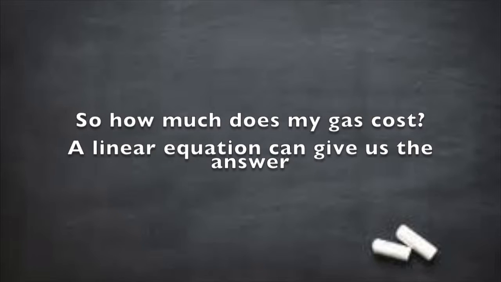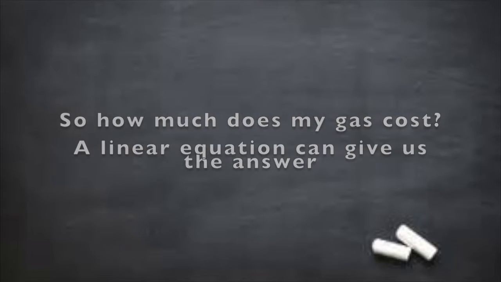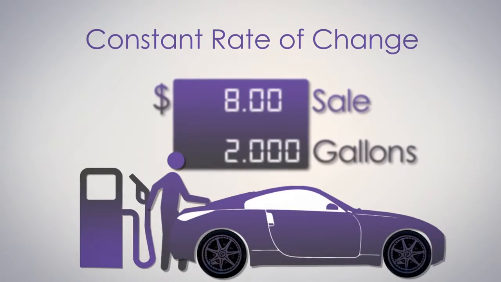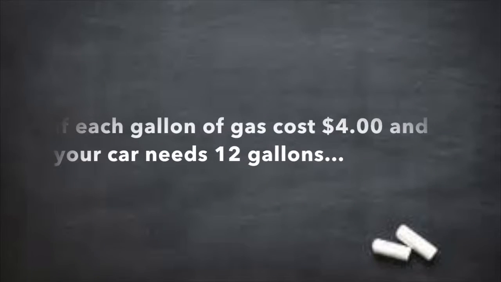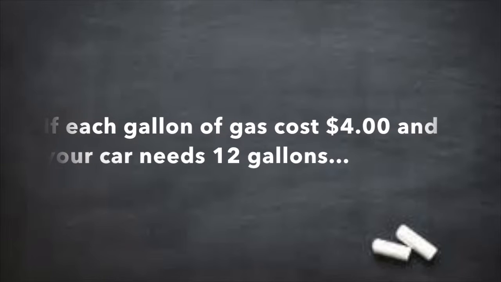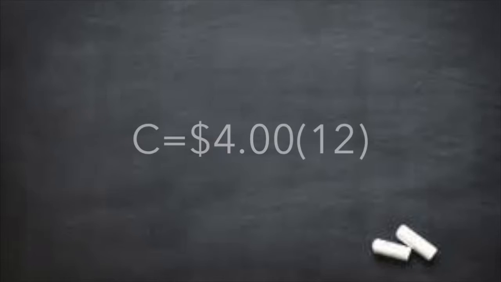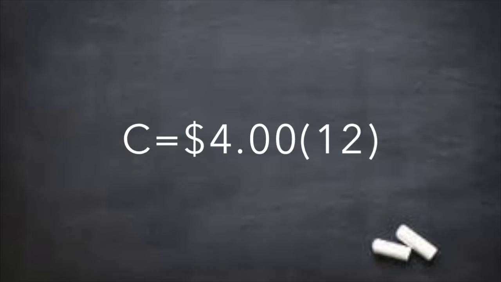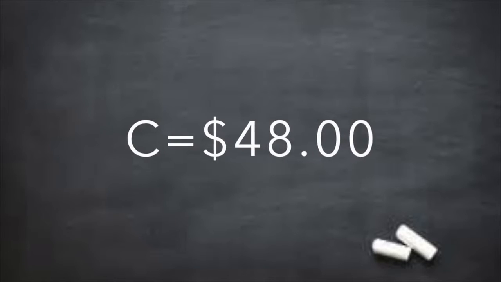So how much does gas cost? A linear equation can give us the answer. So if each gallon of gas costs $4 and your car needs 12 gallons, we can set up a linear equation to find out how much your gas will cost. So C equals $4 times G, where C is the cost, G is the amount of gallons. With a 12-gallon tank, I can put that in for G and solve, and therefore my cost for a full tank of gas is $48.